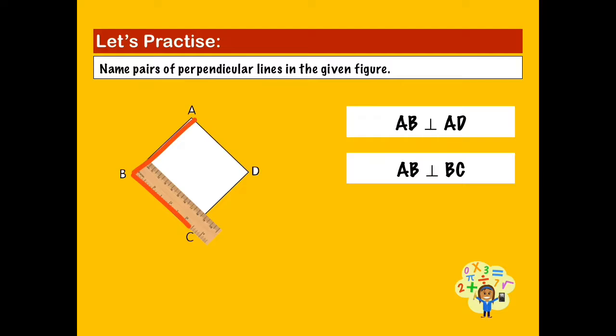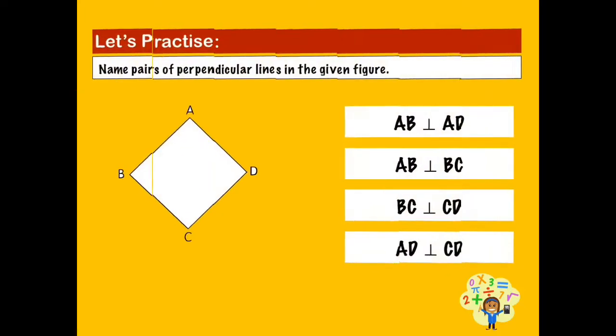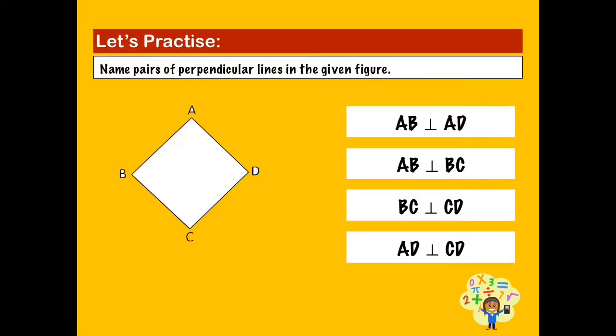Can you try to think of other pairs of lines that make a perpendicular line? I hope you got that right. The other pairs of perpendicular lines are line BC and line CD. Line BC is perpendicular to line CD. Line AD is also perpendicular to line CD.